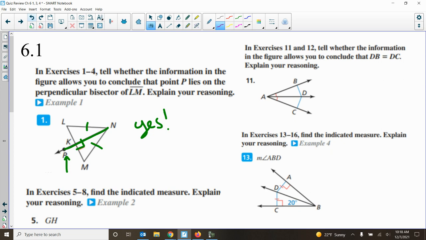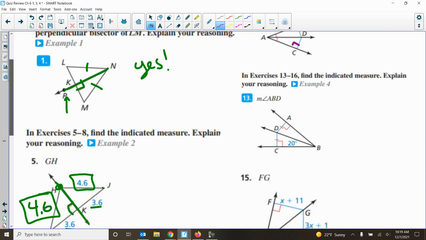D is on the angle bisector. We see that these tick marks exist. So D is on the angle bisector, but is it taking the shortest path to the two sides? We can't know that for sure, so the answer has to be no. We would need these right angles to be here to confirm that for sure.